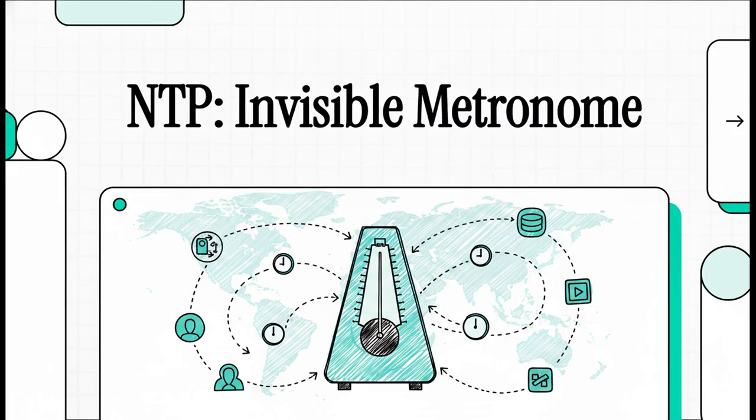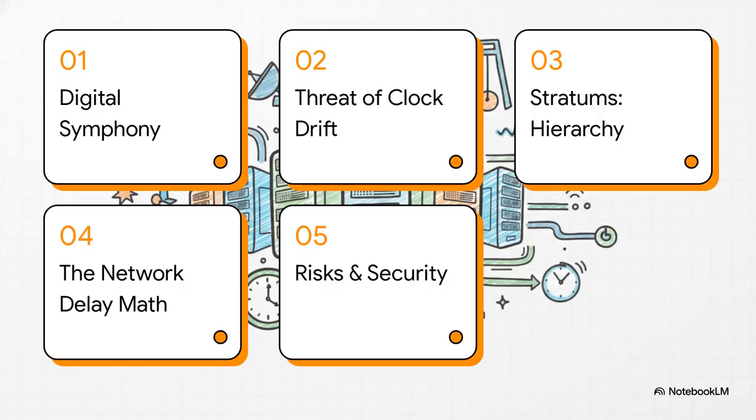Today we're looking at the hidden infrastructure that keeps global business secure, the Internet's invisible metronome. Here is our roadmap for today. We're going to start with Section 1, the digital symphony orchestra. Then explore the threat of clock drift. Next, we look at Stratums, which is the hierarchy of time, followed by the network delay math. And finally, we'll cover financial security and business risks.